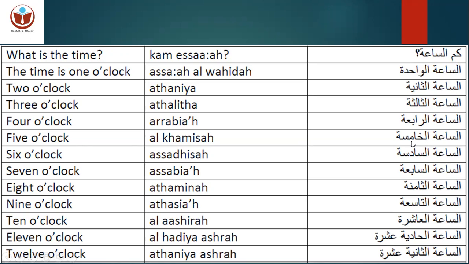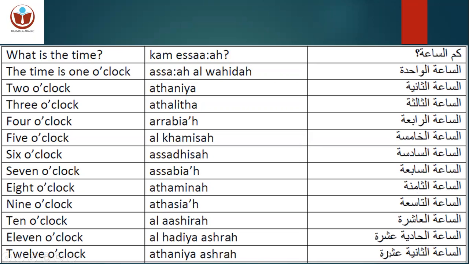As-sa'a al-khamisa, 5 o'clock. As-sa'a as-sadisa, 6 o'clock. As-sa'a as-sabi'a, 7 o'clock. As-sa'a al-thamina, 8 o'clock. As-sa'a al-tasi'a, 9 o'clock. As-sa'a al-ashira, 10 o'clock. As-sa'a al-hadiyata ashara, 11 o'clock. As-sa'a al-thaniyata ashara, 12 o'clock.